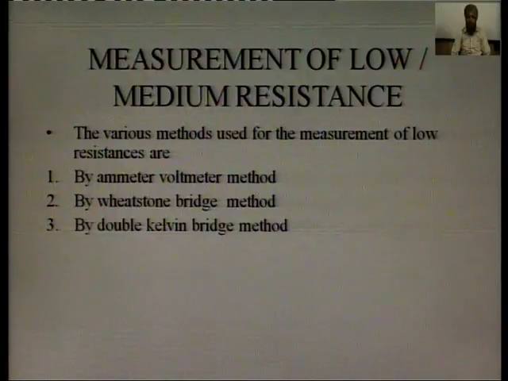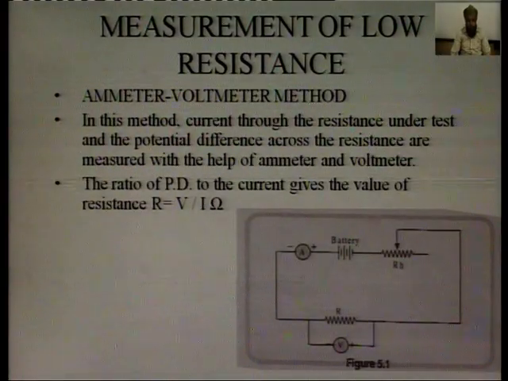So first is measurement of low and medium resistance. The various methods used for the measurement of low resistance are, first, the ammeter voltmeter method, second, the Wheatstone bridge method, and third, the double Kelvin bridge method. So, measurement of low resistance by ammeter voltmeter method.